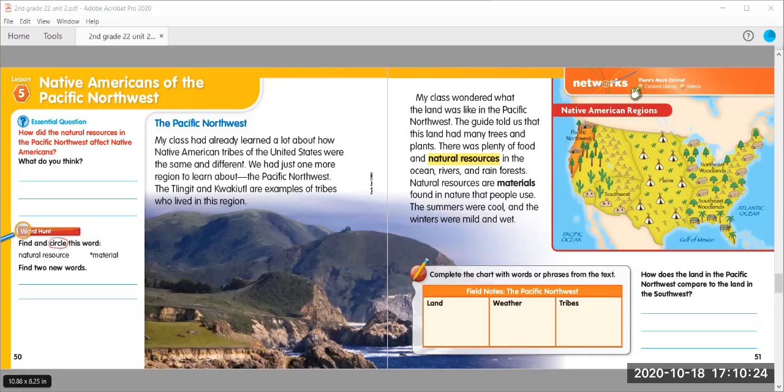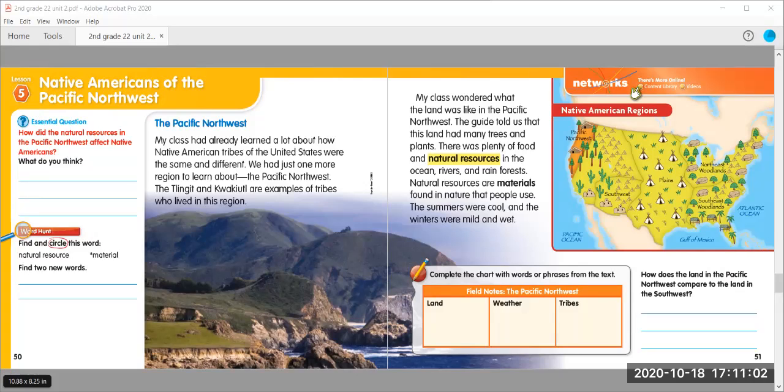The Tlingit and Kwakiutl are examples of tribes who lived in this region. My class wondered what the land was like in the Pacific Northwest. The guide told us that this land had many trees and plants. There was plenty of food and natural resources in the ocean, rivers, and rainforests. Natural resources are materials found in nature that people use. The summers were cool and the winters were mild and wet.